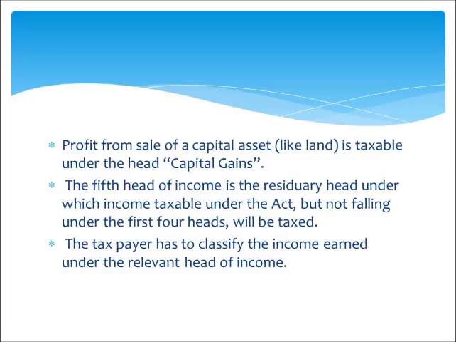The fifth and the last head of income is the residuary head, under which income taxable under the Act but not falling under the first 4 heads will be taxed. So if the type of income earned by any assessee does not fall under the previous 4 heads, that income will come under the 5th head. That's why it's called income from other sources. Whatever income is earned from sources which are not the previous 4, that income will be taxed under the 5th head, that is income from other sources.